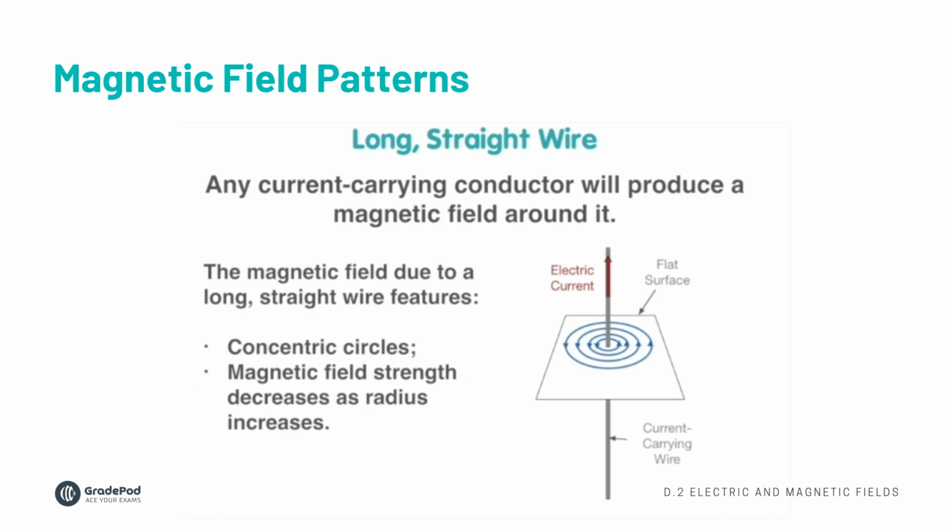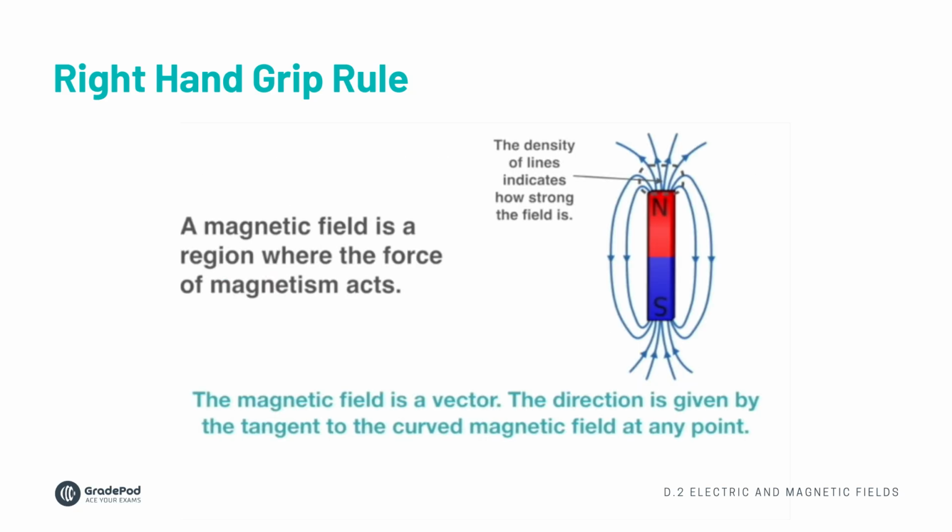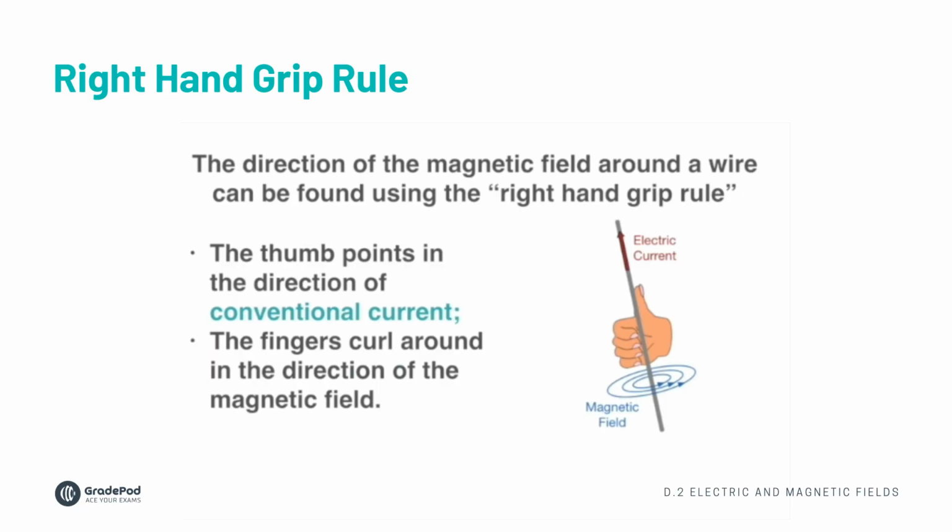There's a rule called the right-hand grip rule, which allows us to find out what the direction of the magnetic field is. In the previous slide, when we looked at the bar magnet, we knew that the direction of the magnetic field was from north all the way around to south. But if we go to a wire with a current flowing through it, there's no north and south. We don't know what direction the magnetic field is.